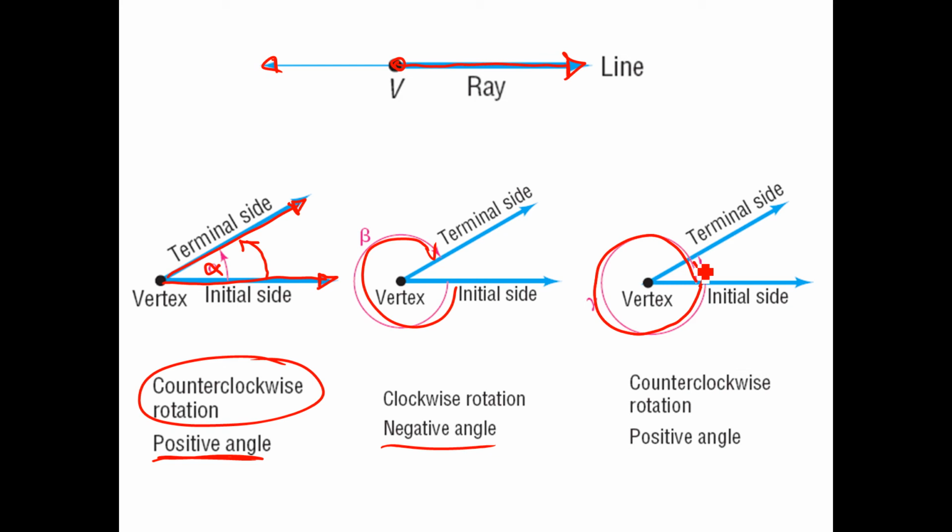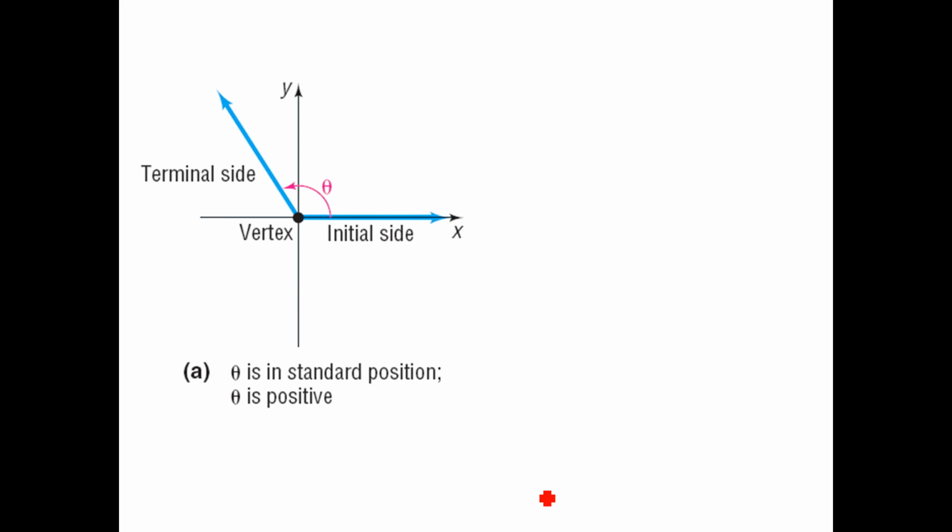All right, we can also rotate more than a full circle, so if we spin a full circle and then go a little bit further, we would end up in the same spot, the same terminal side, the same location. It would be a counterclockwise positive rotation more than a full circle. All right, so we are in standard position if our initial side is on the x-axis pointing in the positive direction. So we are in standard position and theta is positive because we're rotating counterclockwise.